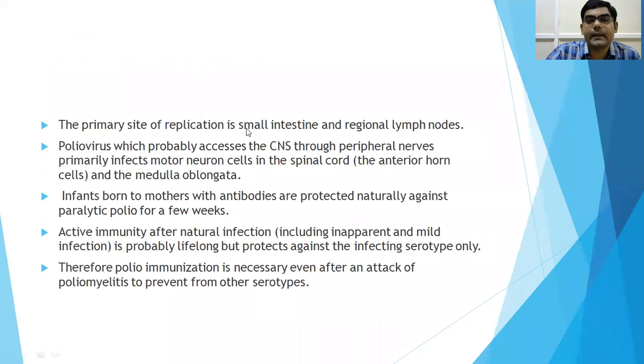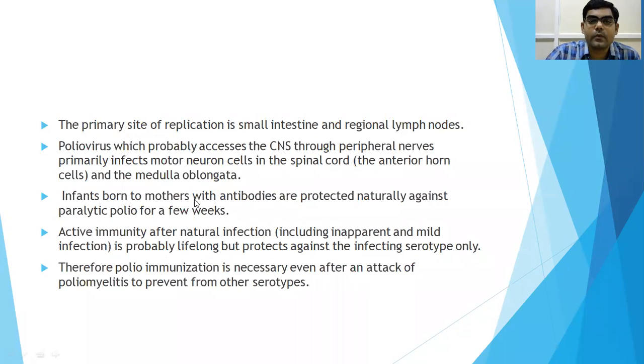So, the primary site of replication is the small intestine and the regional lymph nodes. Polio virus, which probably accesses the CNS through peripheral nerves, primarily affects the motor neuron cells in the spinal cord, that is, the anterior horn cells. It causes lower motor neuron type of palsy, that is flaccid paralysis, and affects the medulla oblongata.